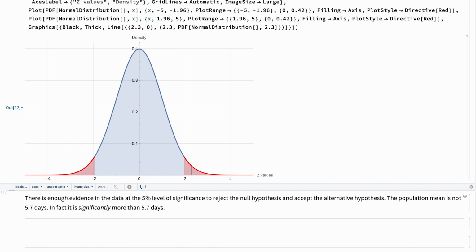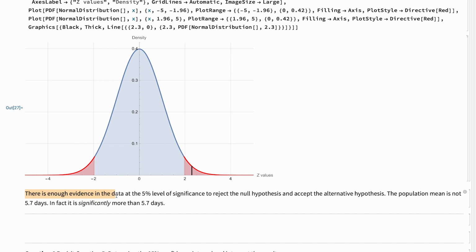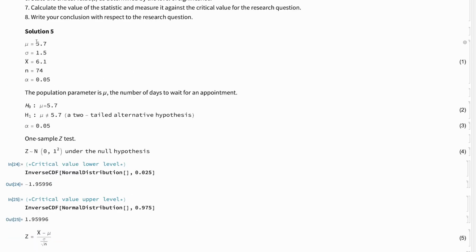And so I can now write the following. There is enough evidence in the data at the 5% level of significance to reject the null hypothesis and accept the alternative hypothesis. The population mean is not 5.7 days. And I can actually say it is significantly more than 5.7 days. We found it actually to be more. If we look back at our problem, the mean was 5.7. We now find it to be 6.1, so we can really claim it is significantly more than 5.7.